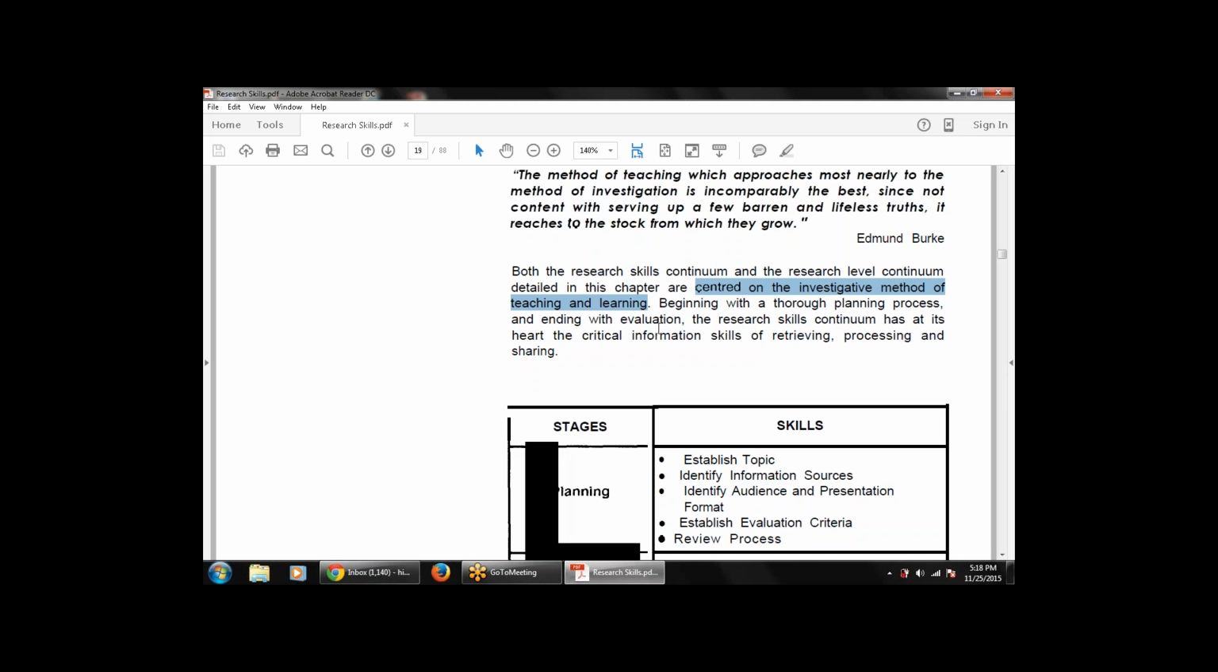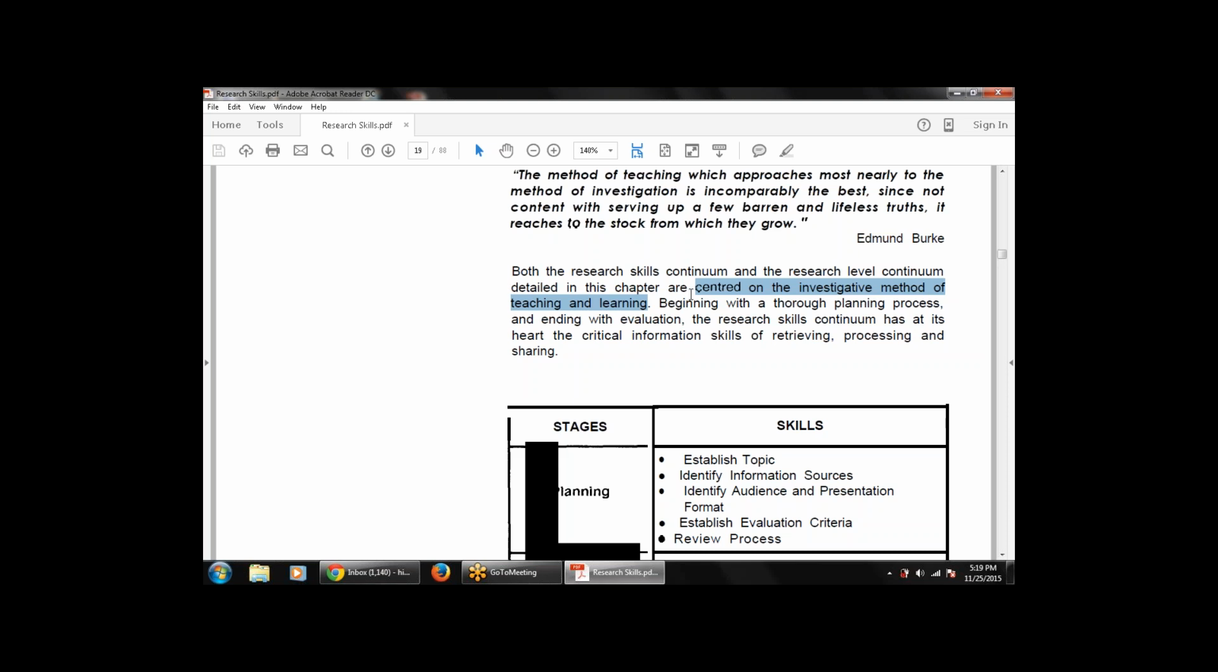And beginning with the thorough planning process and ending with evaluation, the research skills continuum has at its heart the critical information skills of retrieving, processing and sharing. So first is the thorough planning process, there are multiple stages that are covered, and that ends with the evaluation. The research skills continuum has at its heart the critical methods of information retrieving, processing and sharing.